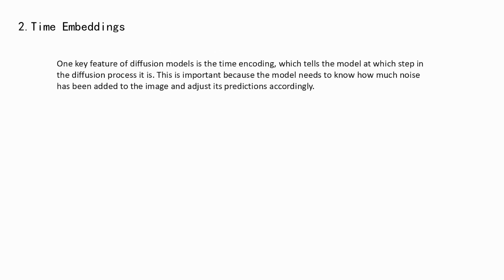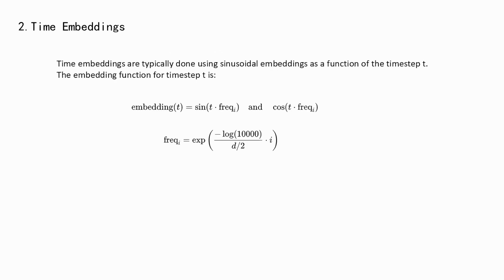Time embeddings. One key feature of diffusion models is the time encoding, which tells the model at which step in the diffusion process it is. This is important because the model needs to know how much noise has been added to the image and adjust its predictions accordingly. Time embeddings are typically done using sinusoidal embeddings as a function of the time step t. The embedding function for time step t is as follows.